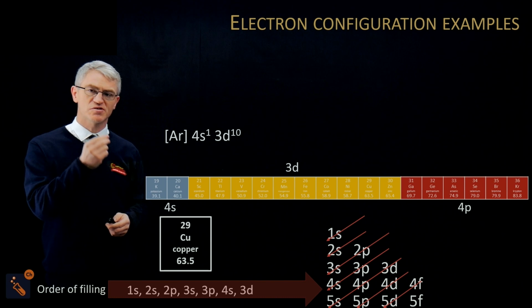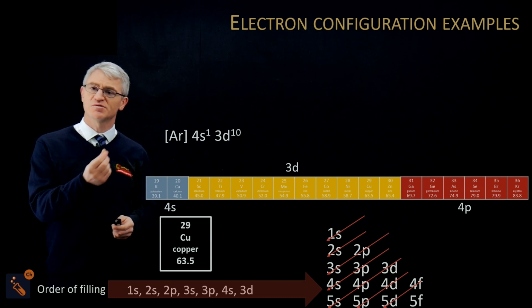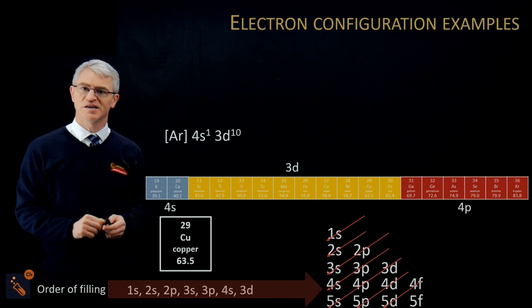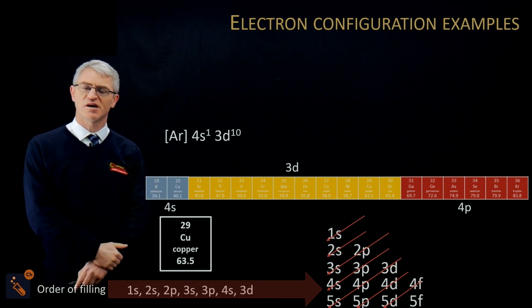So we've got 2 exceptions. We've got the chromium, which is 4s1 3d5, and we've got the copper, which is 4s1 3d10. Both have to be in your notes and have to be remembered.